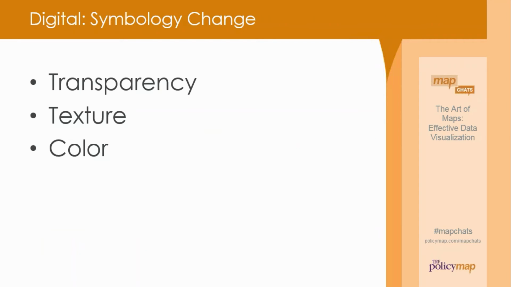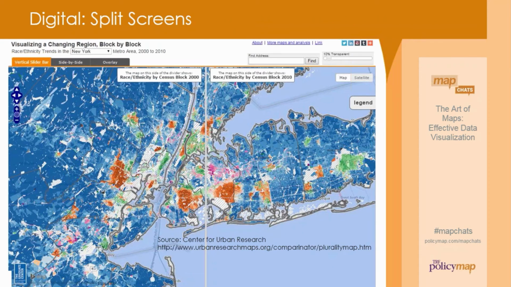We can adjust things in a similar way with symbology changes by using transparency, texture, and color in a much more dynamic way than we would be able to with paper. Some more contemporary devices that people use for this sort of thing are things like split screens. In this case, this is visualizing change between the two decennial censuses, 2000 and 2010.